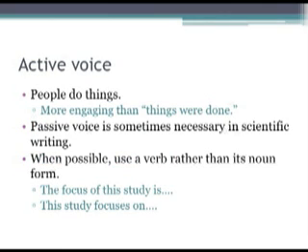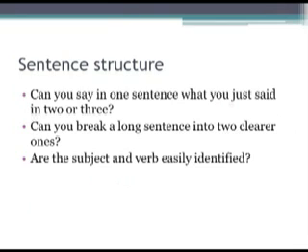Another way to make your text more engaging is to use the active voice. People do things is more engaging than things were done. Now, sometimes the passive voice is necessary in scientific writing, but try to use it only when you really have to. Another tip is to use a verb rather than its noun form. So, for example, this study focuses on instead of the focus of this study is on. And finally, the way you structure sentences has a lot to do with how engaging and accessible your writing is. If you've strung out information into multiple sentences, see if you can consolidate them into a single sentence.